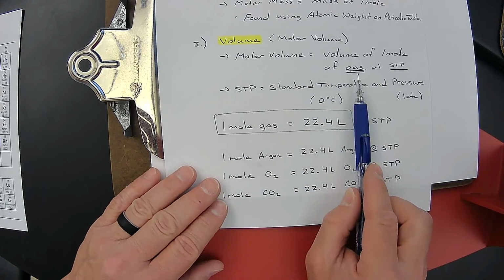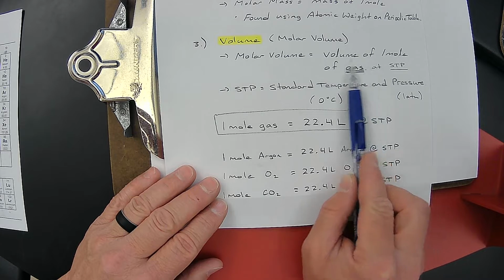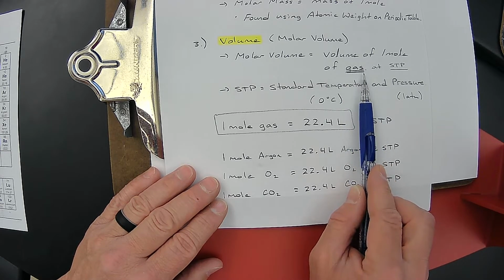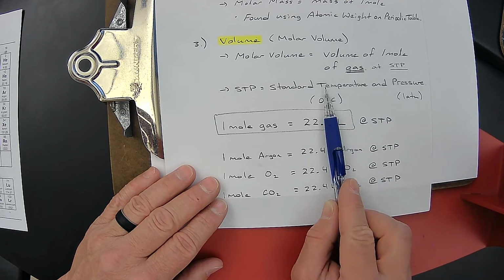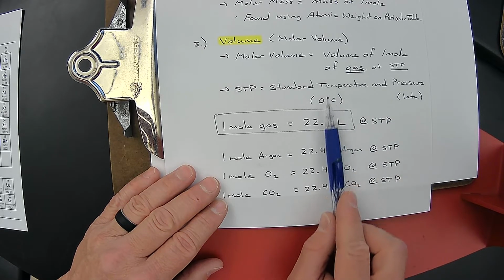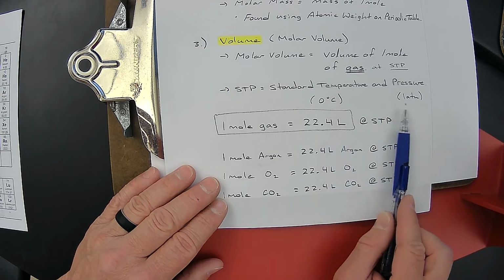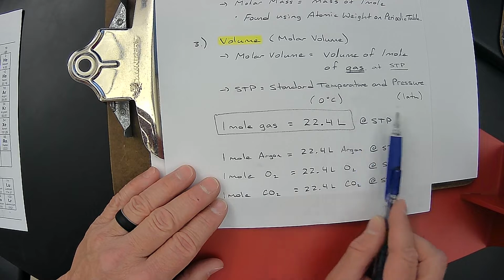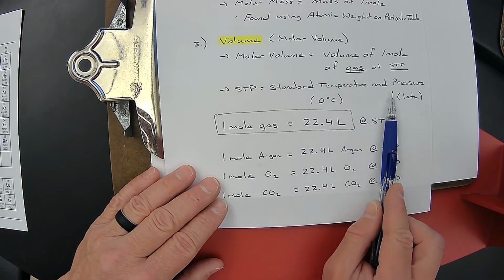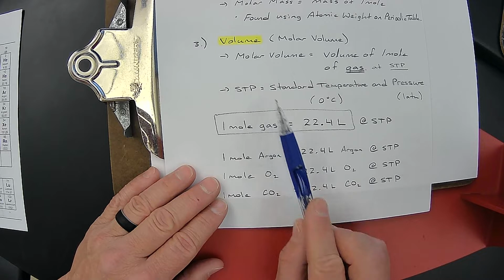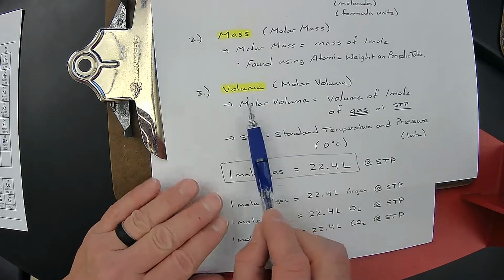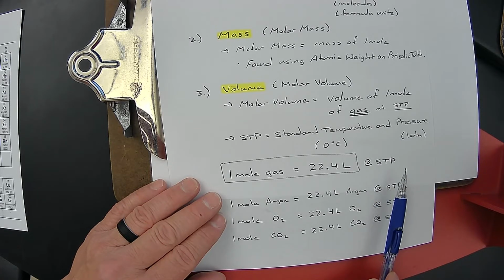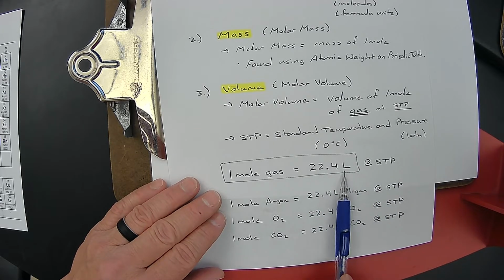Now there are some stipulations on the volume, some requirements. First off, your substance has to be a gas. It can't be a solid or a liquid, and it has to be a gas at a certain temperature and a certain pressure. The temperature being 0 degrees Celsius and the pressure being 1 atmosphere. 0 degrees Celsius is called standard temperature, and 1 atmosphere is called standard pressure. So they call that STP. Technically, when we talk about the volume, it must be a gas and it must be at STP. And if that's the case, the volume would be 22.4 liters.